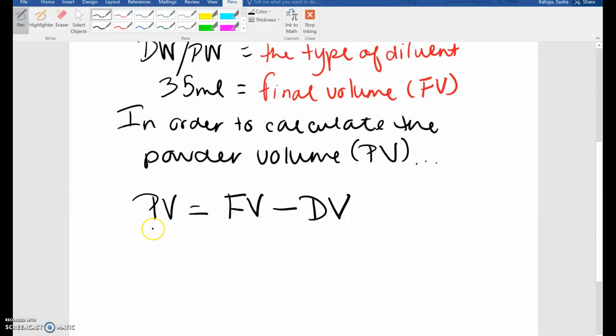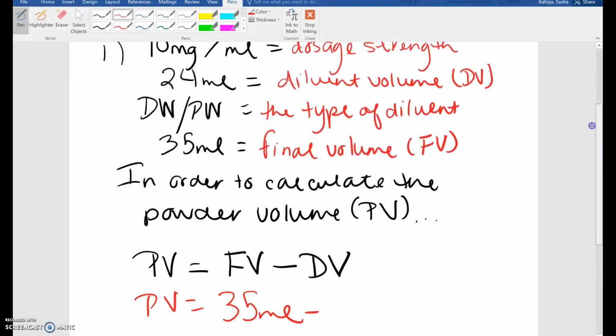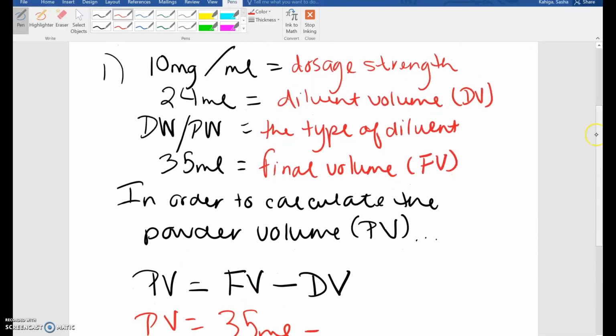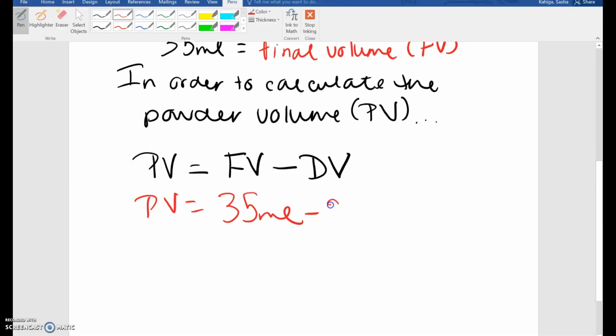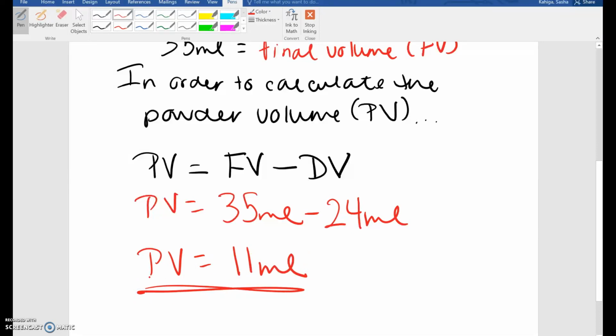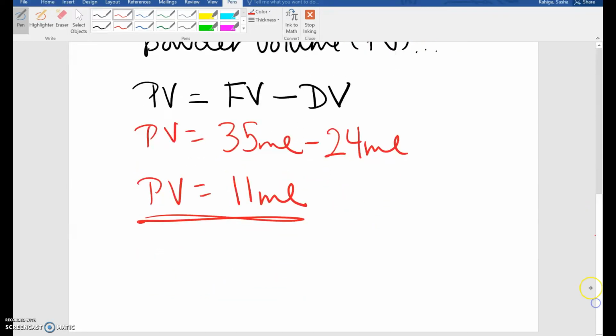All right, so let's solve that. Well, my final volume, you guys know from the label, is 35 milliliters. My diluent volume, you guys know from the label, is 24 milliliters because that's what you added. If you subtract the 2 together, you get what? 11 milliliters. That is the answer for number 1, practice problems A.